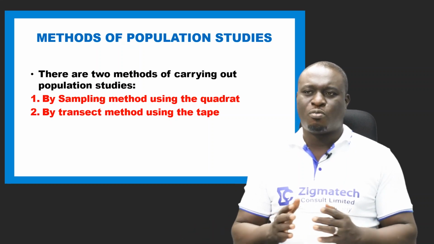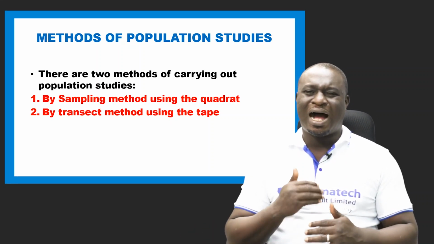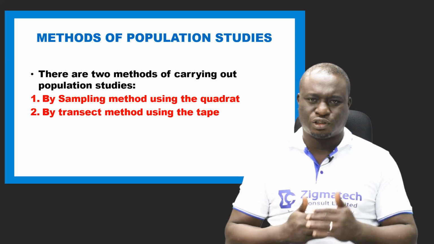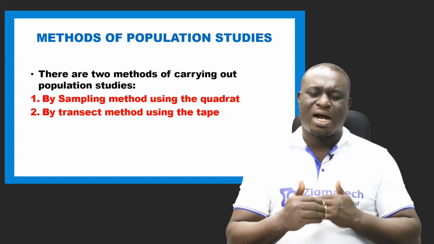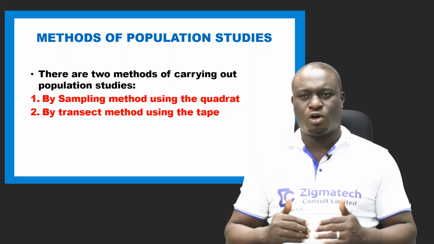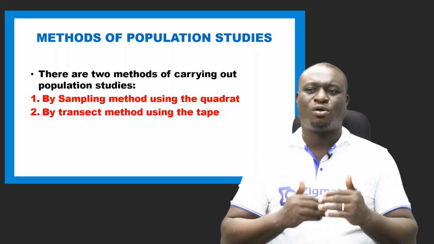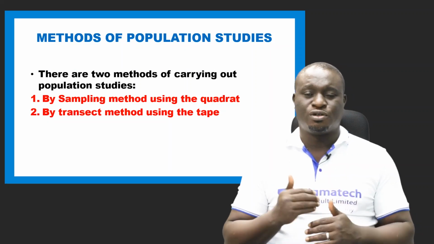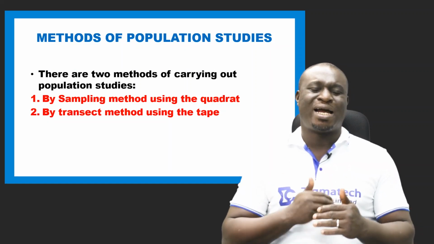Now, methods of population studies. How do we carry out population studies in an ecosystem? We have two methods for carrying out population studies. Number one is by sampling.